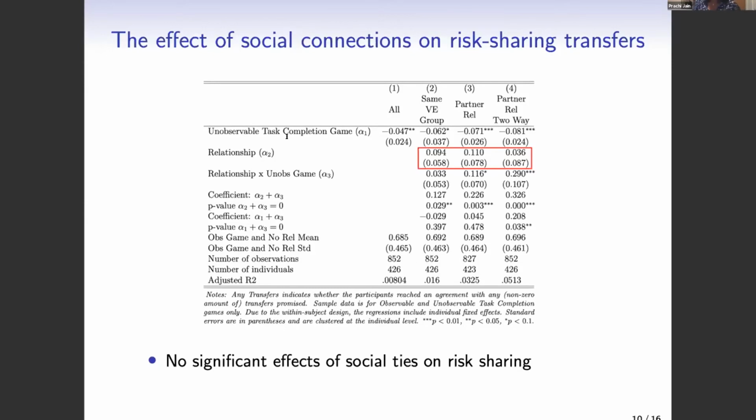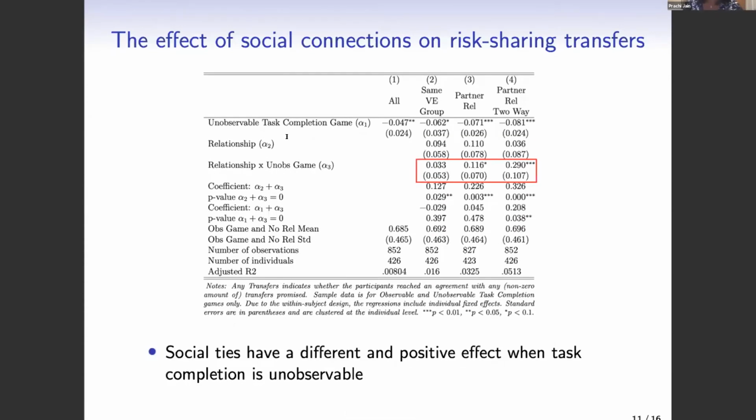First, I'll show you the results all together. What I've boxed in red is the overall effect of the relationship, alpha 2. Across all three measures of social proximity, alpha 2 is not statistically significant. I should be careful because it is positive and the magnitudes are somewhat large, but in comparison to the other coefficients, I don't find a significant overall effect of these social relationships on whether or not they engage in risk sharing.